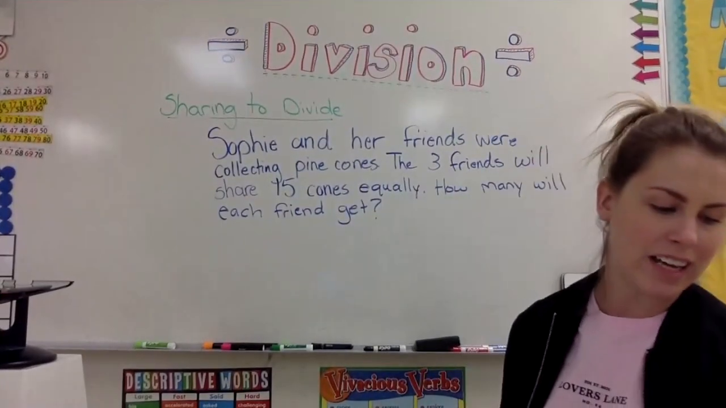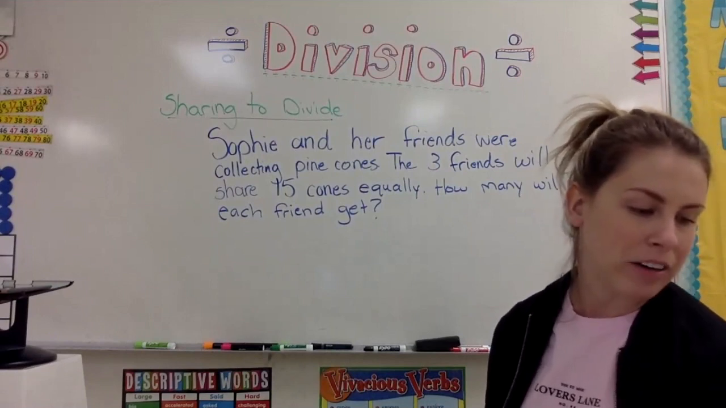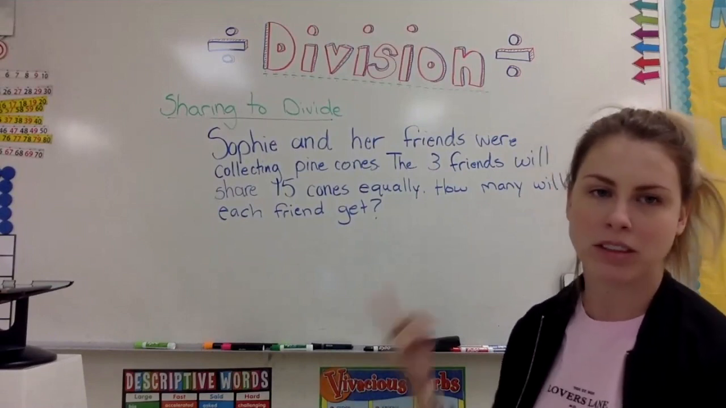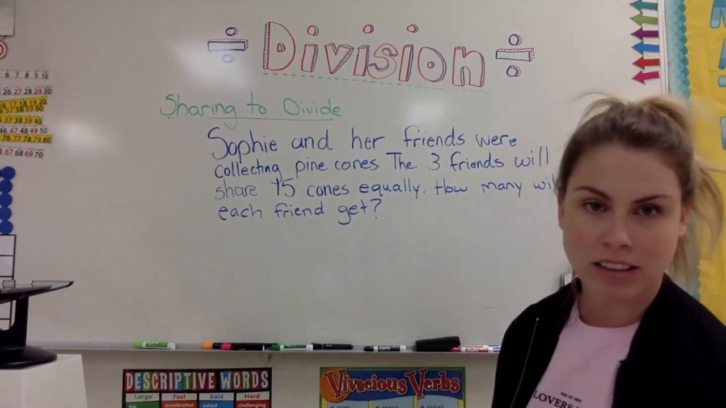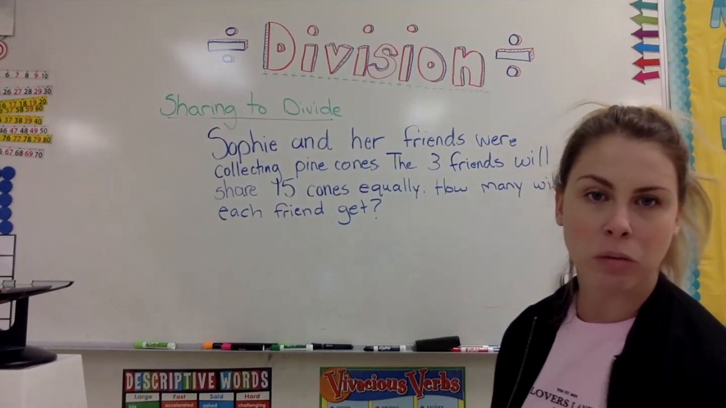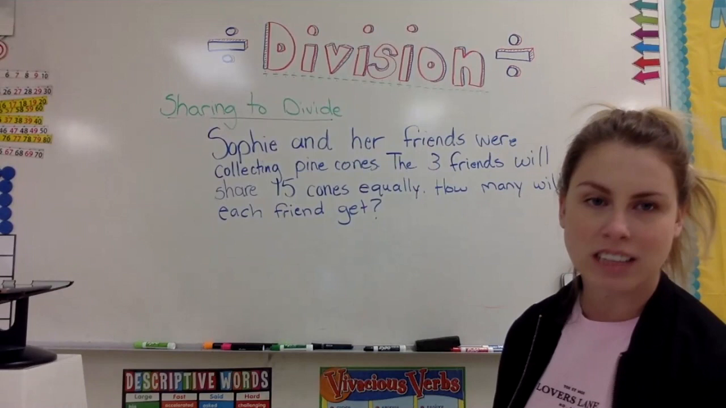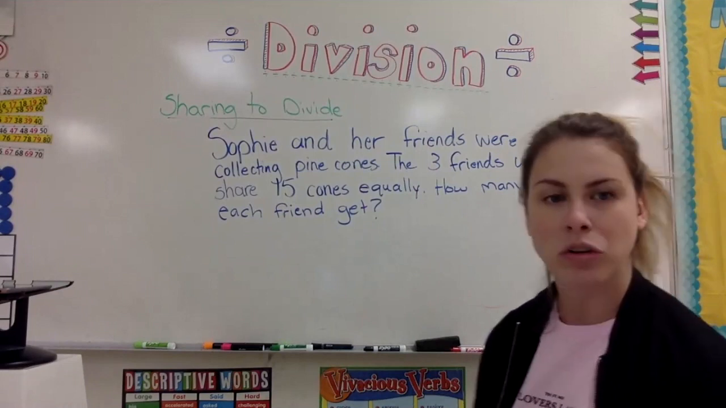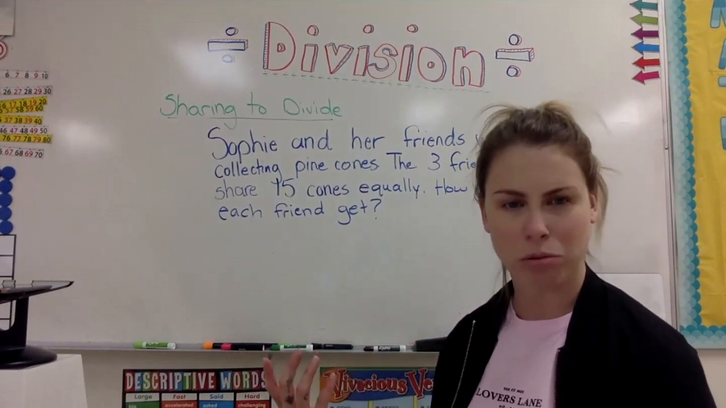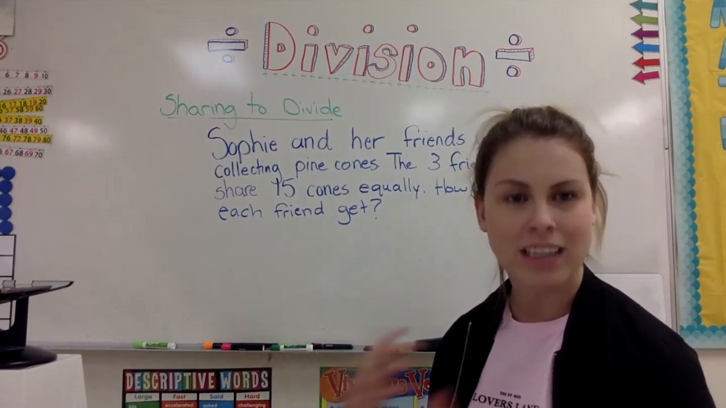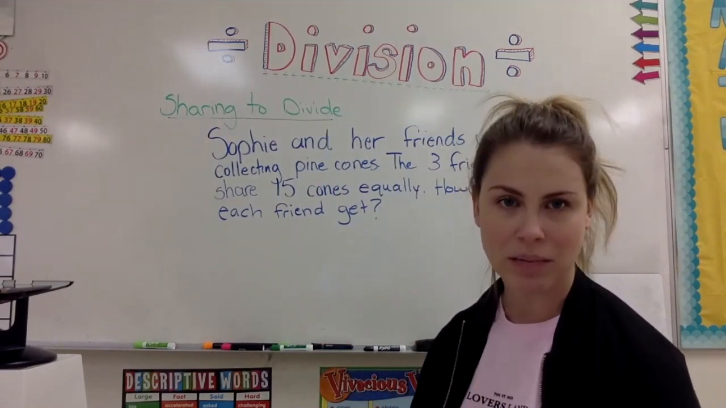So the question says, Sophie and her friends were collecting pine cones to make crafts. Sophie and her friends were collecting pine cones. The three friends will share 15 cones equally. So how many does each friend get? They worked together, they collected 15 cones. There are three friends. They want to split the 15 cones equally. How can they do this?